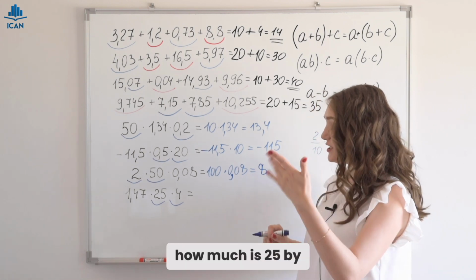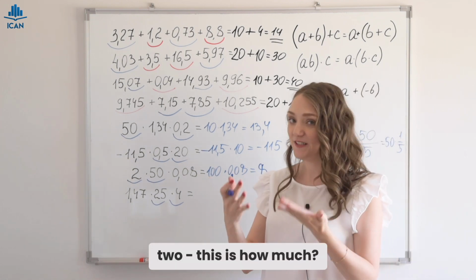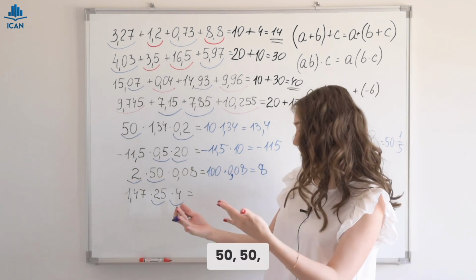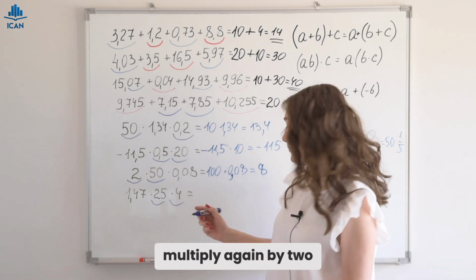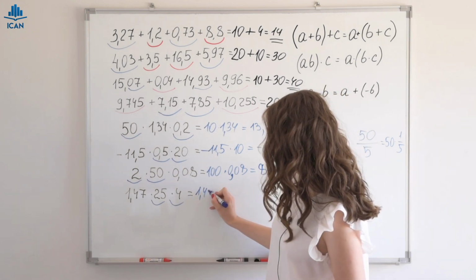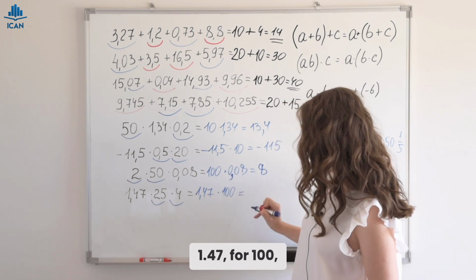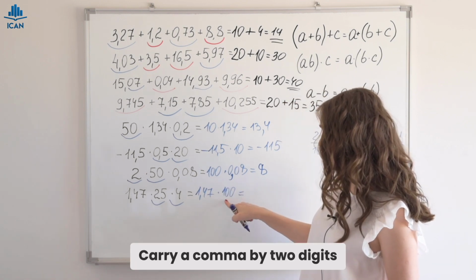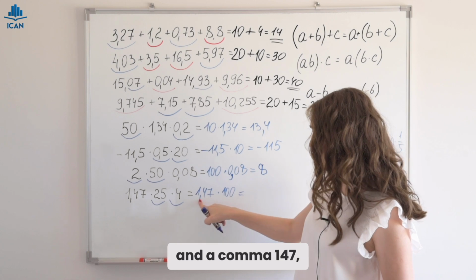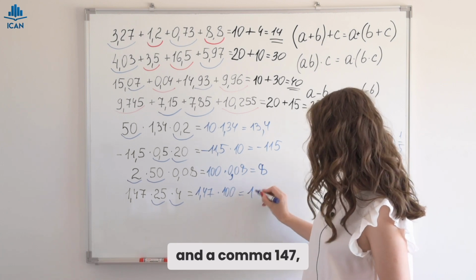How much is 25 by 2? This is 50. Multiply again by 2. This is how much? 100. It turns out to be 1.47 times 100. You also need to carry a comma by 2 digits, and we get 147. That's all.